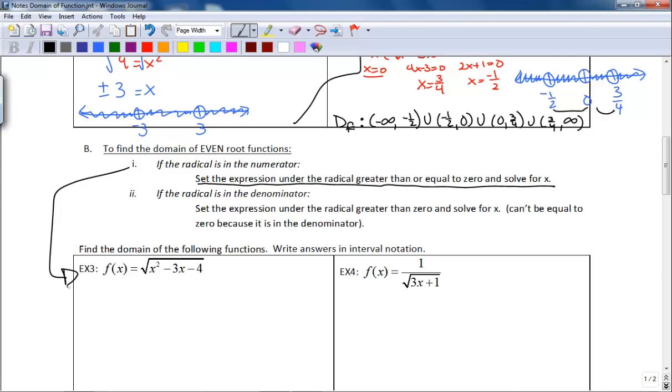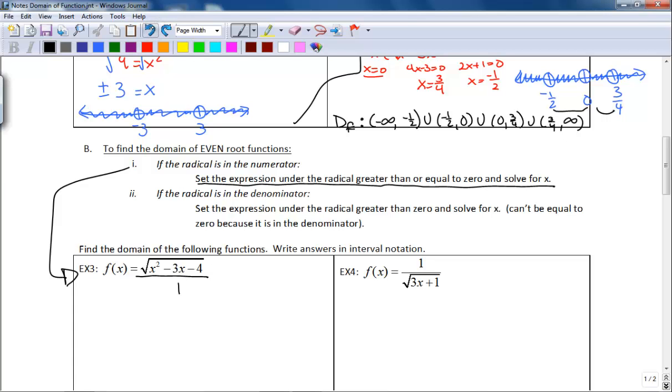Let's do number 3, and then we'll look at the other thing that you do if your radical is in the denominator. So I need to find the domain of f of x is equal to the square root of x squared minus 3x minus 4. Because this is in the numerator, well, how do I know it's in the numerator? Remember, we can put anything over 1 and then automatically it's in the numerator. But if it doesn't have a denominator, then by default it's in the numerator.